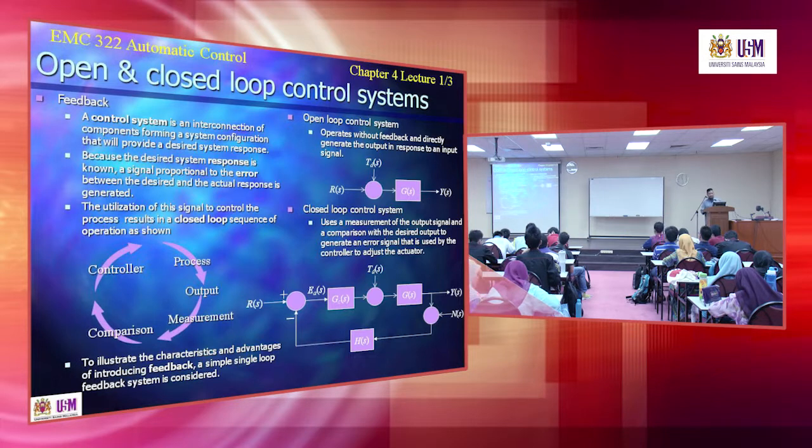If we talk about the open loop control system, it operates without feedback and directly generates the output in response to an input signal. So basically, if we give input here, directly it will give the output. So basically, the output is equal to G(s) multiplied by R(s) plus T_D.